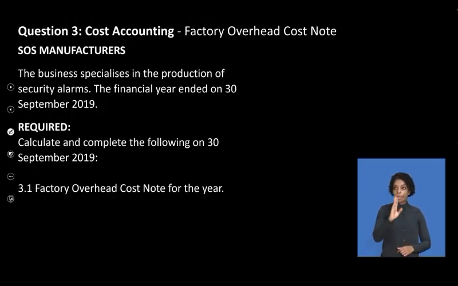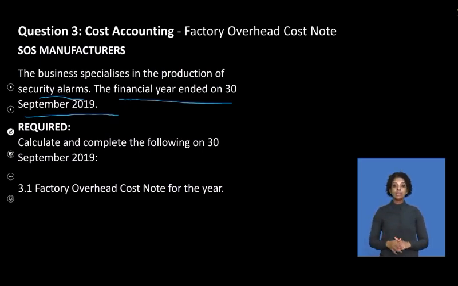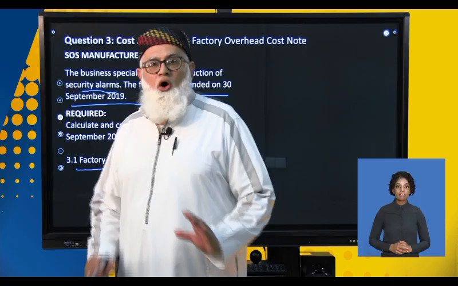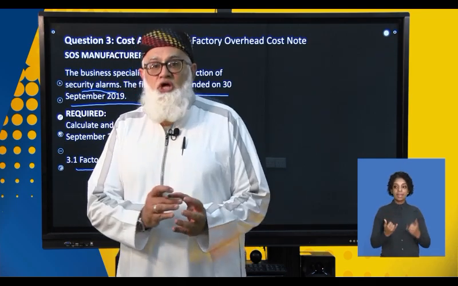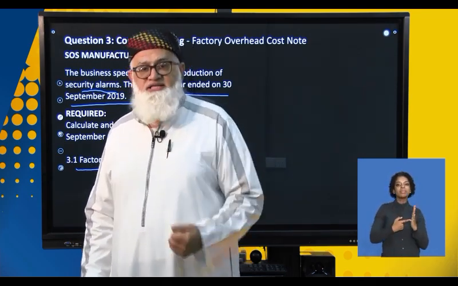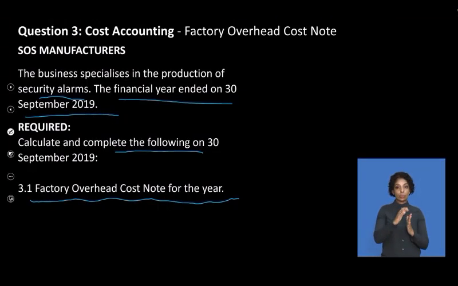In this particular part of the question, you are told the business specializes in the production of security alarms. The financial year end is the 30th of September 2019. You are required to calculate and complete the following, namely the factory overhead cost note for the year. Right. Now, obviously, this is one component of the production cost statement, which is your factory overheads note. What are we expected to do here?